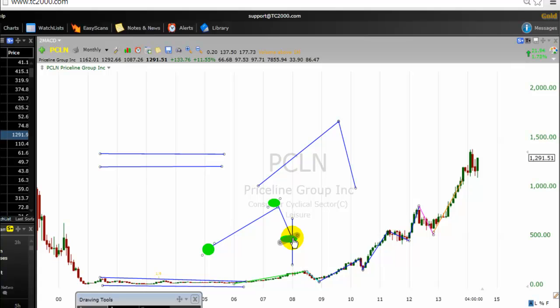How do we handle that without violating the Elliott wave principle? So here I'm looking at Priceline Group. This is an American stock, the ticker is PCLN, Papa Charlie Lima November. We are on a monthly chart, and it is very important for traders to know the time frame. We are on a monthly chart, so you can look at it.